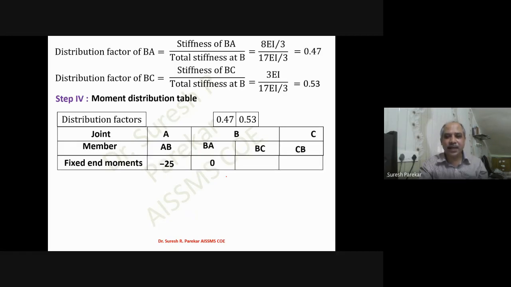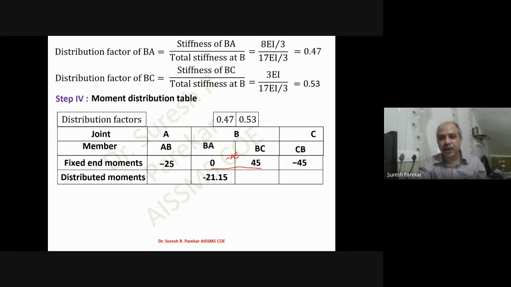Then fixed end moments minus 25, 0, 45, minus 45. And then distributed moments. So now again we have to add these two. So that is algebraic. We will get plus 45. Now I have to go for unbalanced moment. That unbalanced moment I have is minus 45, and that minus 45 I have to multiply by 0.47 and by 0.53. Multiplying by 0.47 I will get the value minus 21.5. Multiplying by 0.53 I will get minus 20.85.